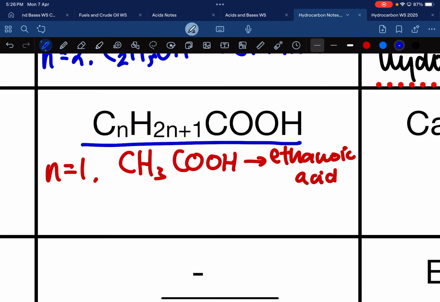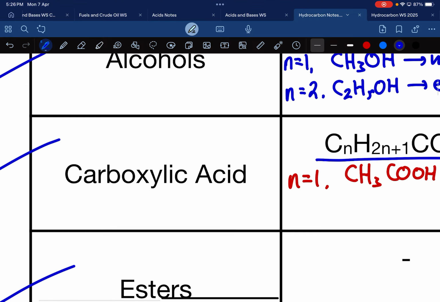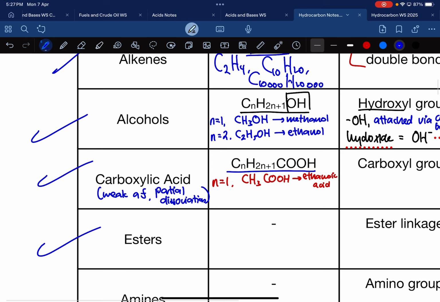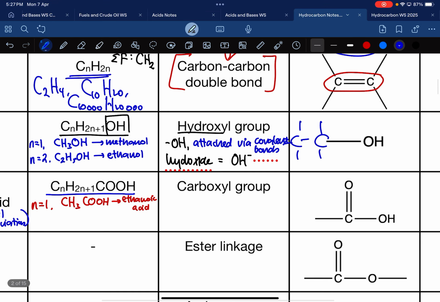Important thing to note, guys: your carboxylic acid behaves like an acid. That's why it's called a carboxylic acid, right? But what differentiates it from your hydrochloric, sulfuric or nitric acid is that it is weak. It is super weak, with partial dissociation all the way. So carboxylic acids are the ones that have your pH 5, pH 6. It's unlikely to go below pH 4. Good. This is your carboxyl group.